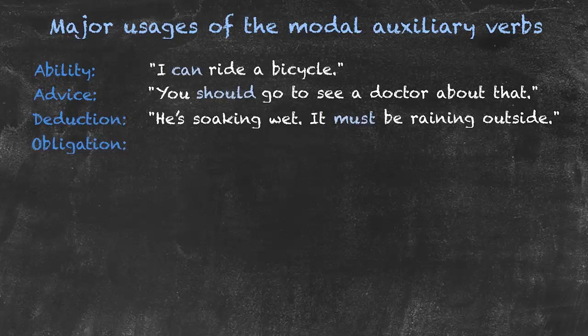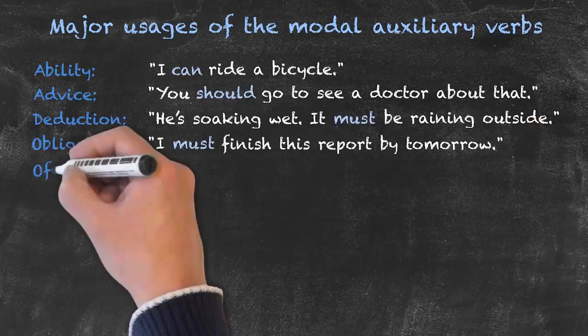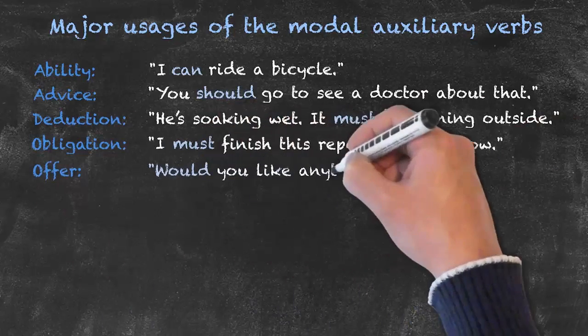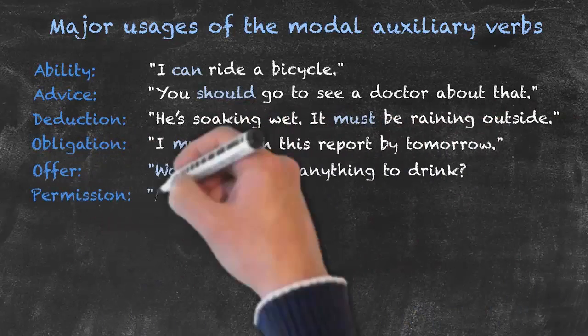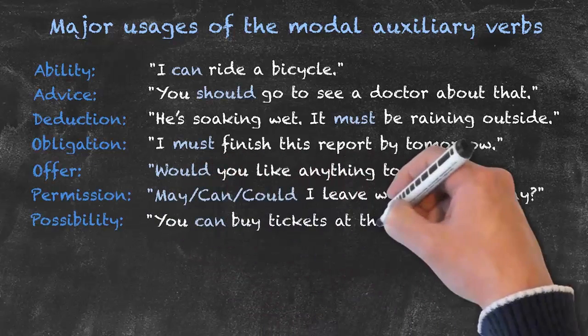Obligation. I'm obliged to do something. I must finish this report by tomorrow morning. You might want to make an offer. Would you like anything to drink? Permission. May I leave work early today? Can I leave work early today? Could I leave work early today? And possibility. You can take a train from London to Manchester. You can buy tickets at the door or in advance.